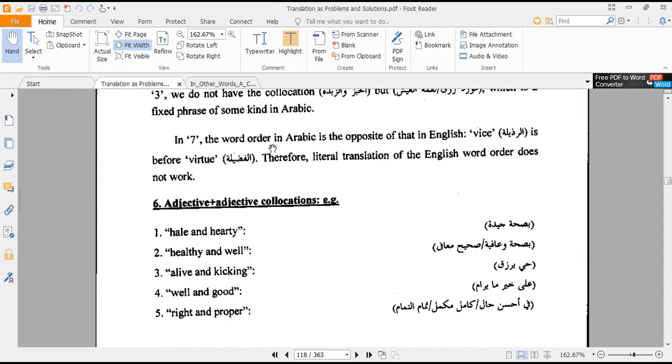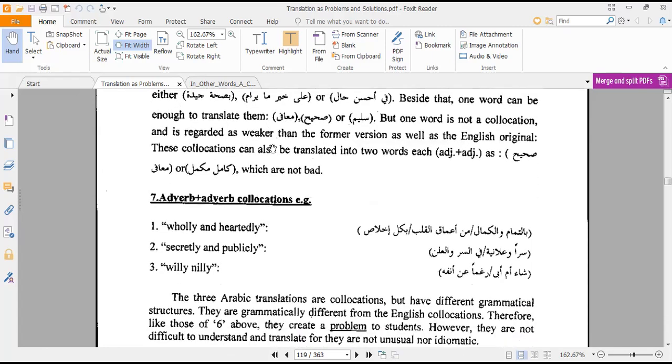This collocation consists of two adjectives that are put together. For example, right and proper. تمام. طيب alive and kicking حي يرزق. Alive is an adjective, kicking also is an adjective. So we have two adjectives come together till we have a new expression or a new collocation. Right and proper صحيحة حكيناها.